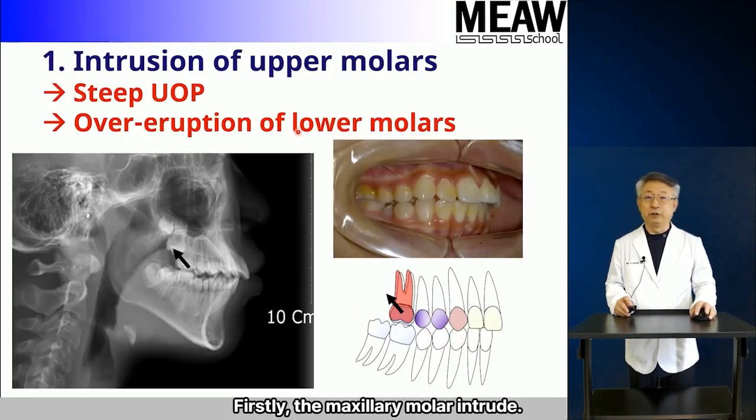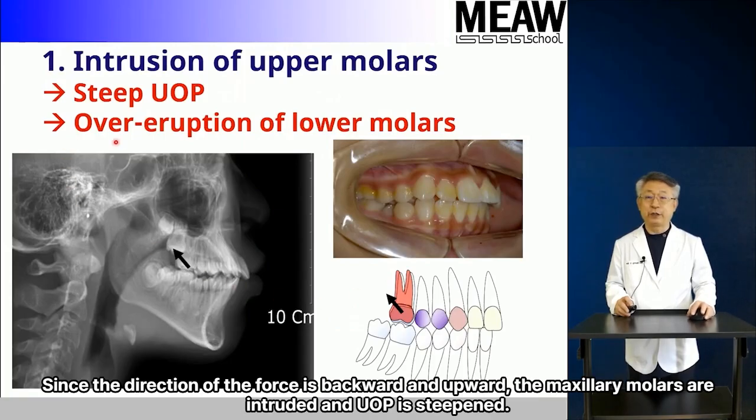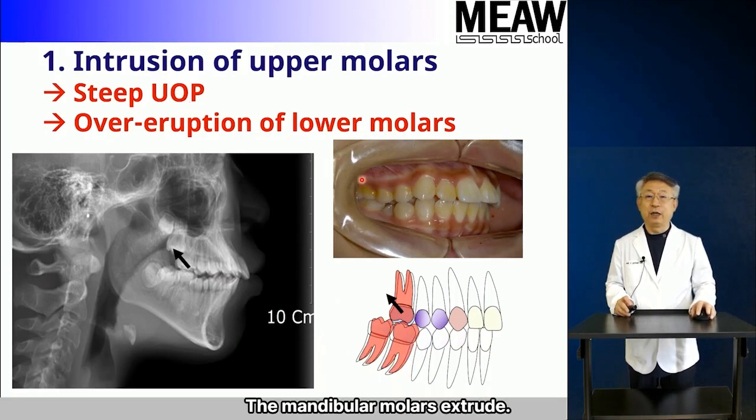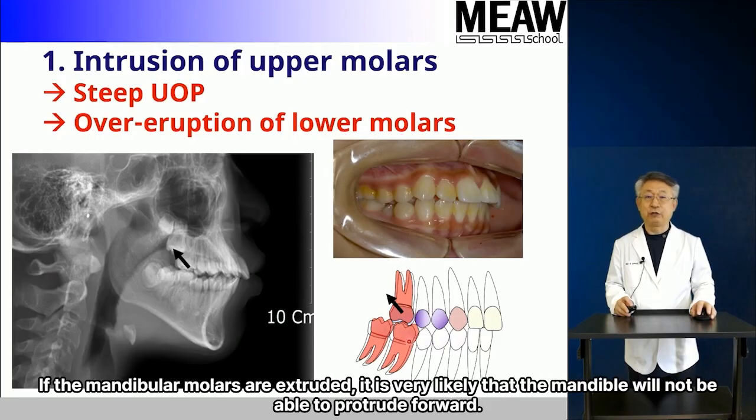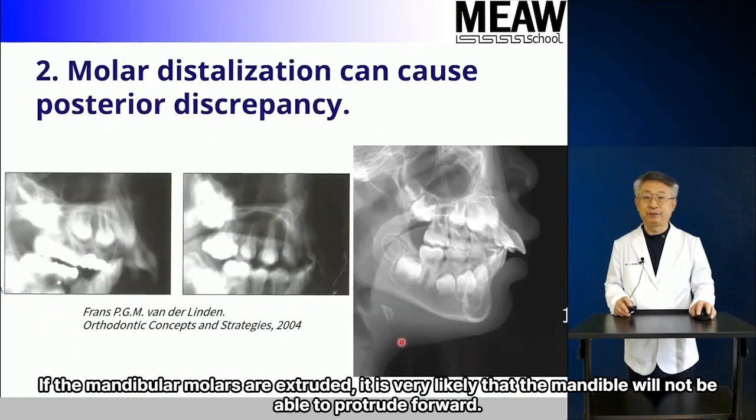Firstly, the maxillary molar intrudes. Since the direction of the force is backward and upward, the maxillary molars are intruded and UOP is steepened. The mandibular molars extrude. I consider the extrusion of the mandibular molars as an etiological factor of Class II malocclusion. If the mandibular molars are extruded, it is very likely that the mandible will not be able to protrude forward.